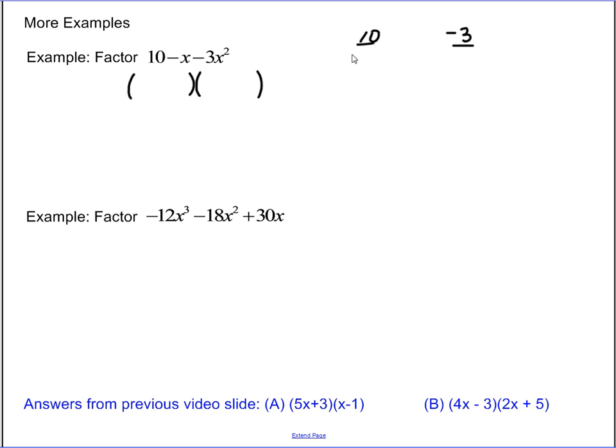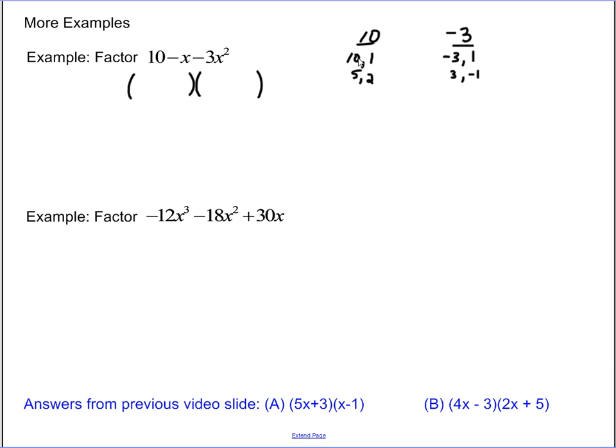Now, what are our choices? Well, again, 10 and 1. We could use 5 and 2. Those seem to be our choices there for this one. Luckily, it's a minimal number of choices to make. How about -3? Well, we could either say -3 and +1, or we could say +3 and -1. What we need specifically, though, is a combination that when we put them together is going to give us -1x as the middle term. So what could we do?